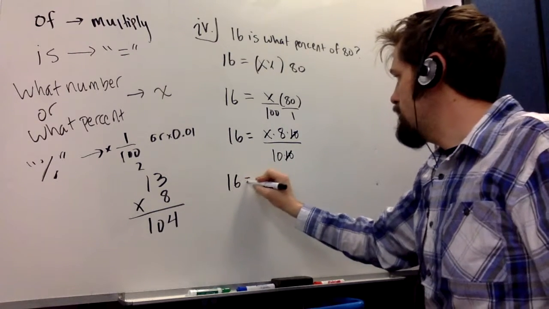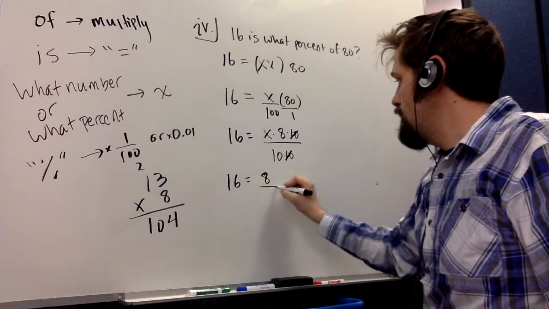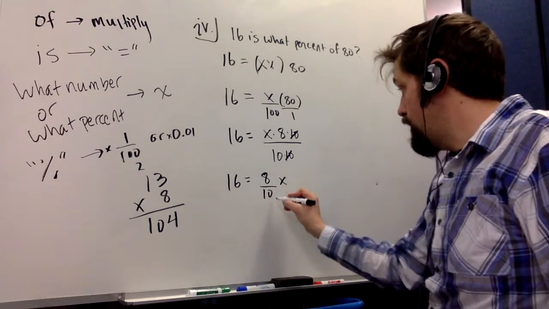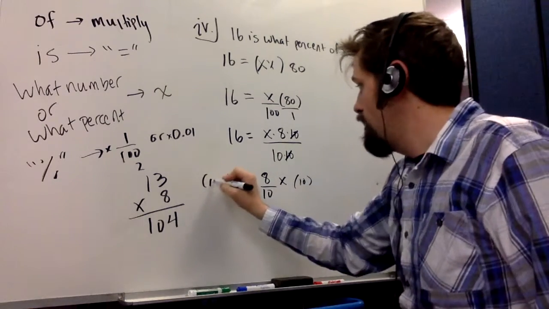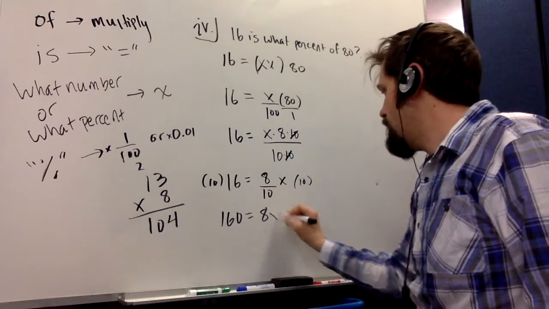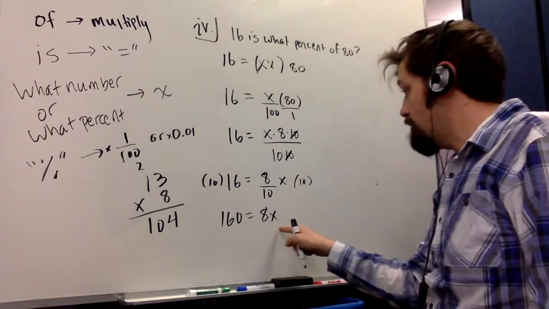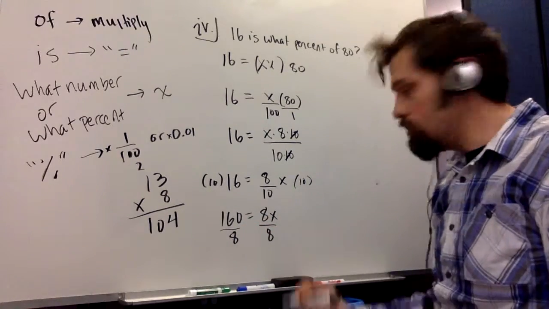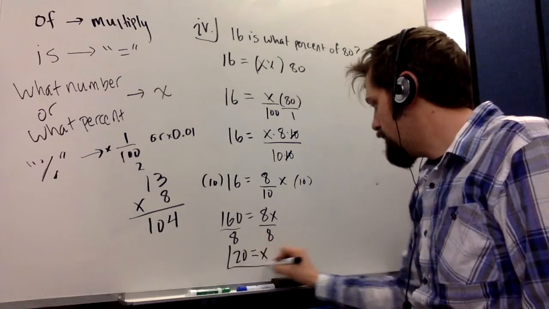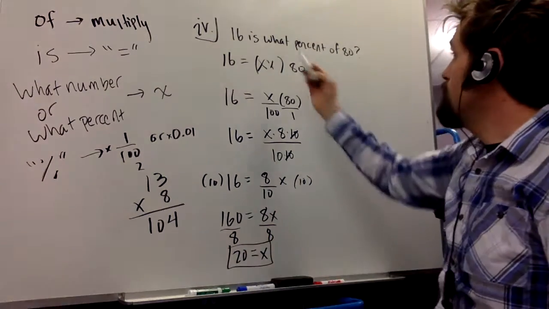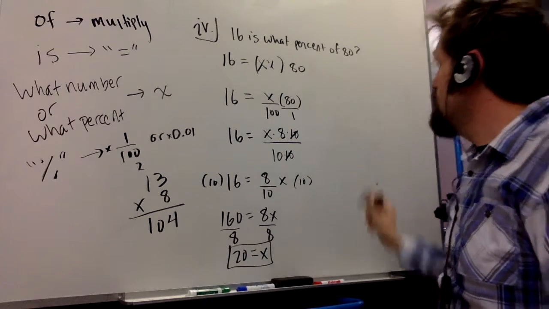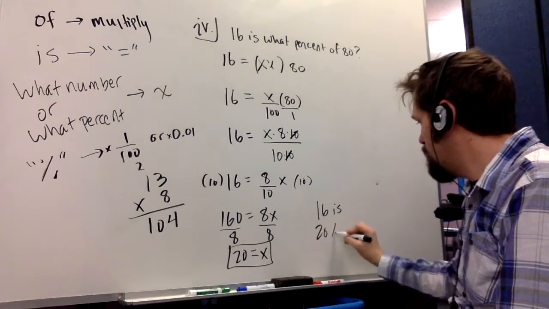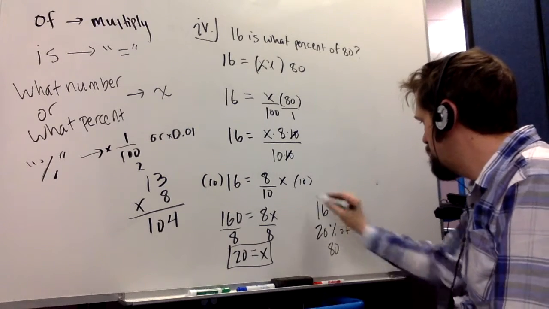So I have 16 equals 8/10 x. So now I can multiply both sides by 10. 160 equals 8x. And I know that 8 times 20 is 160. So 160 divided by 8 must be 20. 20 equals x. But now, read the question again. 16 is what percent of 80? 16 is 20% of 80.